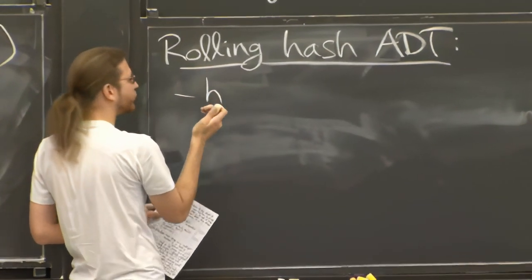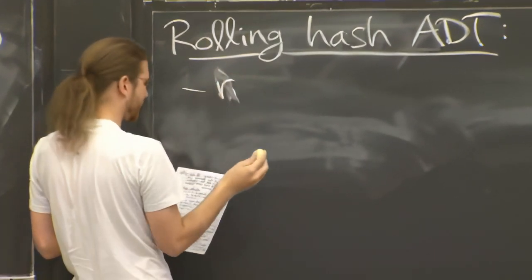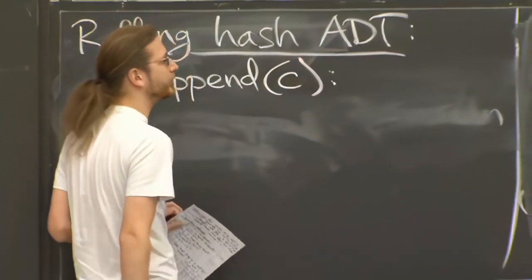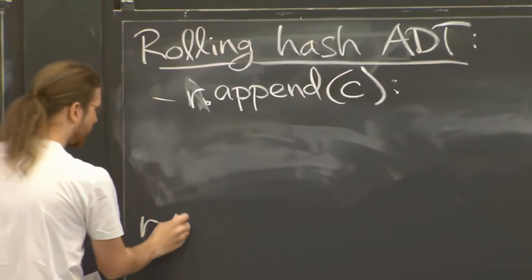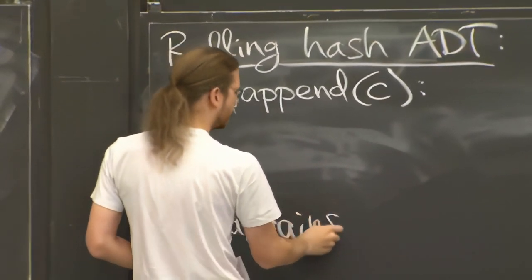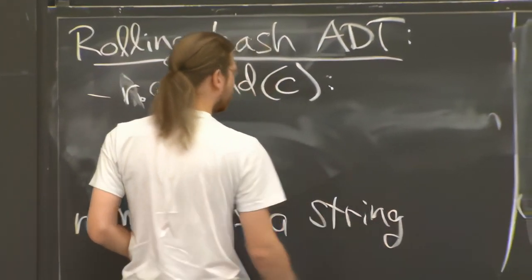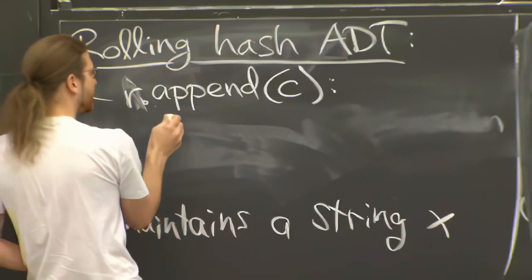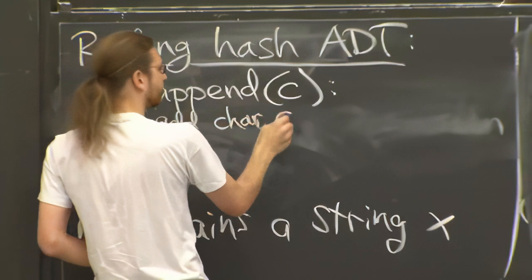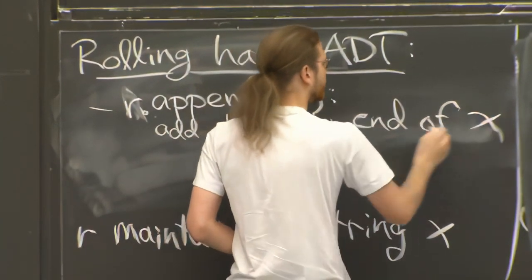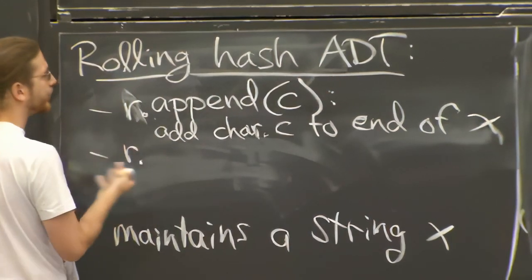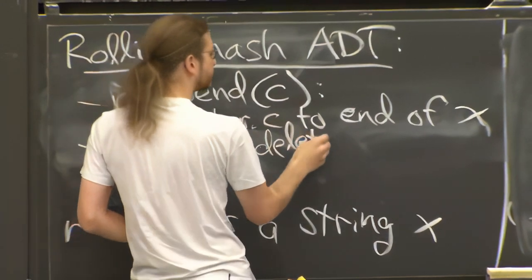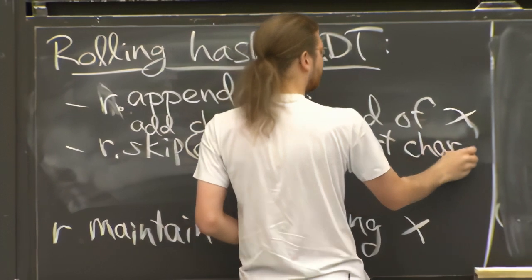Given a hash value, maybe I should call this r, it's not the hash function. Give it a rolling hash value, you might say. I'd like to be able to append a character. Okay, I should say r maintains a string. So there's some string. Let's call it x. And what r.append of c does is add character c to the end of x. And then we also want an operation which is, you might call it pop left in Python. I'm going to call it skip, a little shorter. Delete the first character of x.